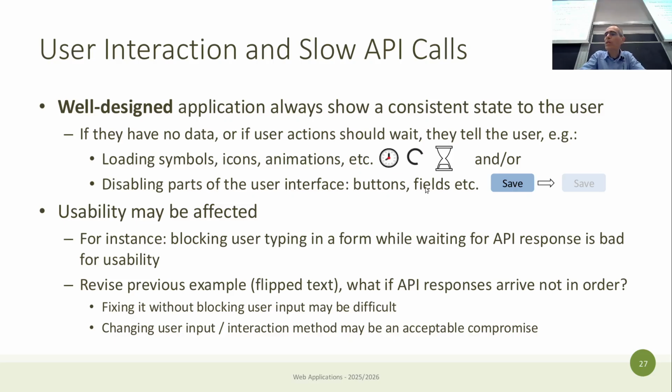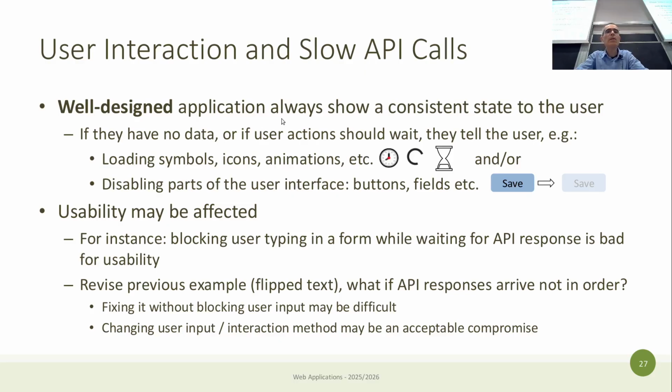Just a few more words about what we saw before: user interaction and slow API calls. You saw that we had a slightly modified server compared to the slides, because there was this random delay on the server. Now we'll go and have a look at the code.